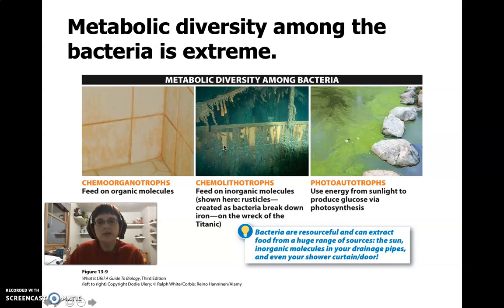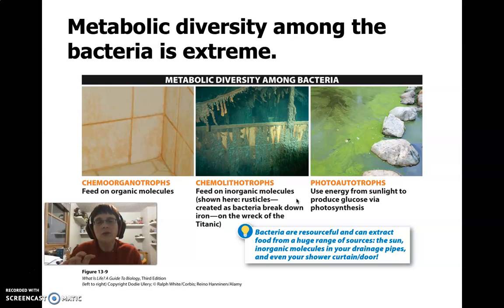Chemolithotrophs, these guys, what you're seeing here, this is an old ship, an old shipwreck. This is all metal. And so chemolithotrophs, these ones are actually eating inorganic molecules, so things that weren't alive. They tend to eat things like metals or sulfur or hydrogen molecules as their fuel. Like you see here, these are the rusticles on a ship. You've probably most famously seen these on the Titanic. So they're breaking down iron here.